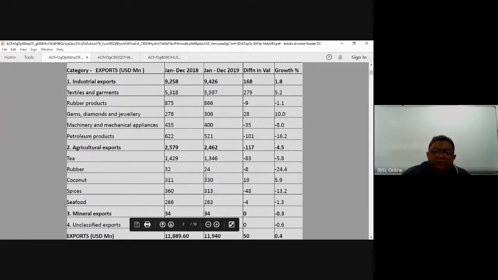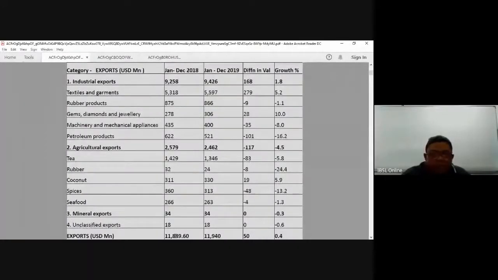Don't worry about all this, it's just for you to read. Now here, exports, you are getting $11,889 million. It means $11.8 billion we earn. We export these goods and $11.8 billion we earn. Right? I hope I'm clear on that up to there. I trust it's okay.